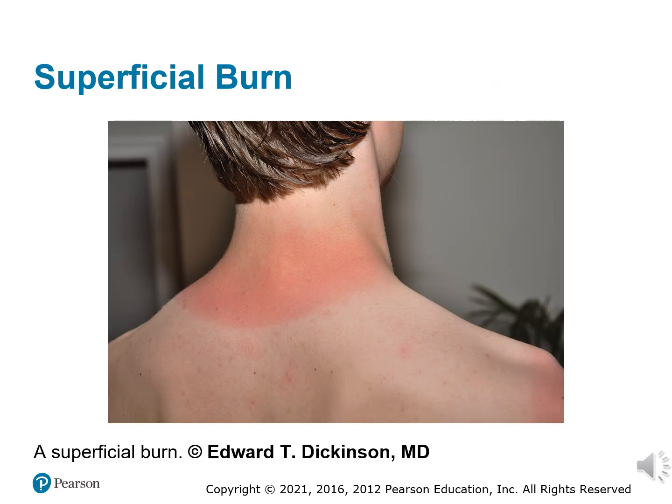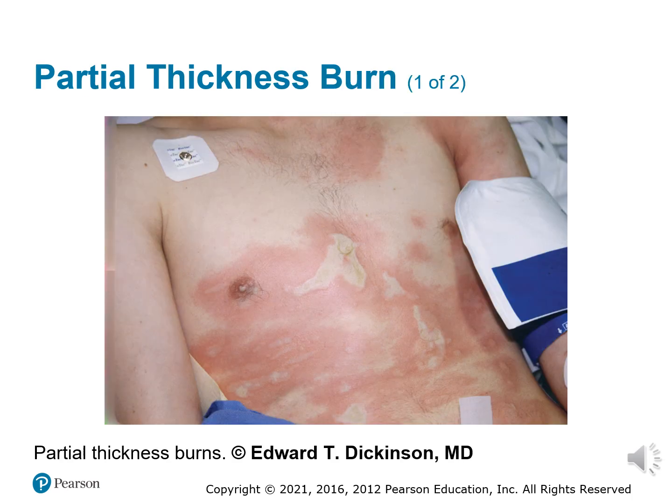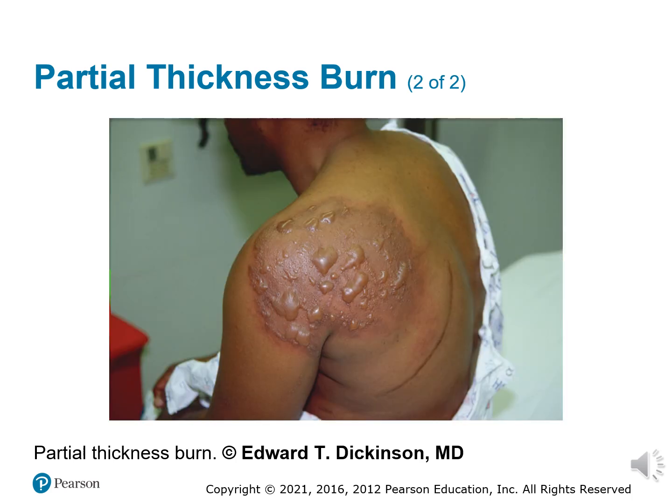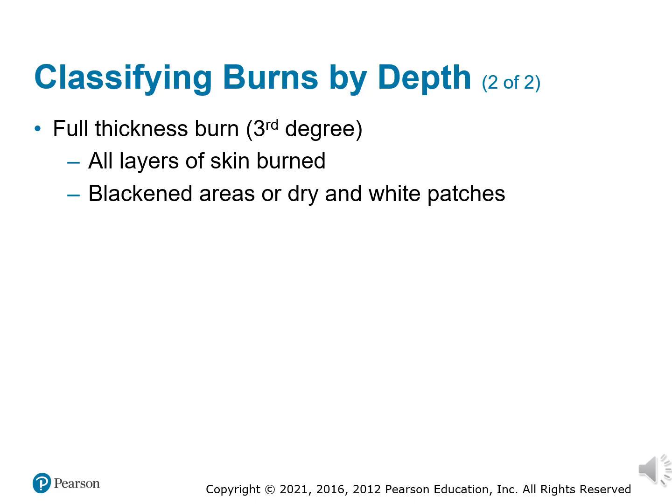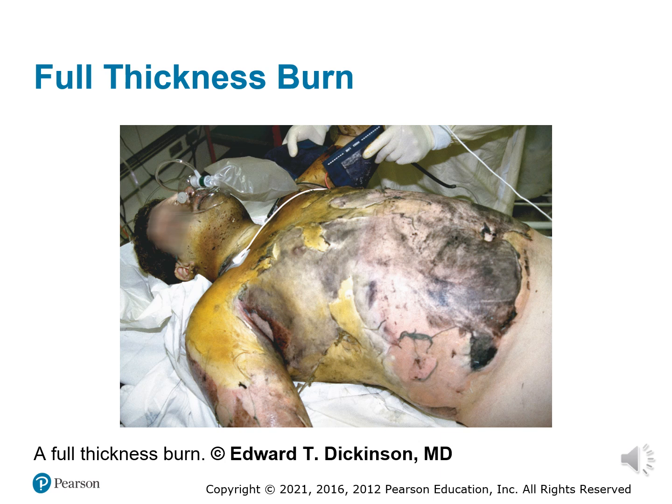Here's what a superficial burn looks like. So it's essentially like a sunburn. Here is a partial thickness burn. Here's another partial thickness burn. And then your full thickness burn is your third-degree burn, where all layers of the skin are burned. They have blackened areas or dry and white patches. Here is a full thickness burn.